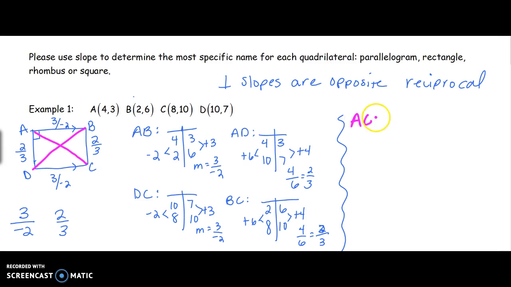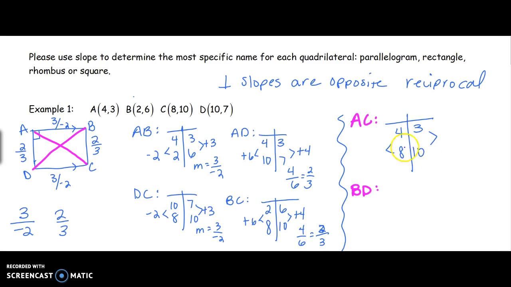So we need to find the slope of AC and BD. Now, if you remember back to yesterday, we talked about the slopes of squares and the slopes of rectangles and their diagonals. If it is a square, then they intersect to form right angles. If it is a rectangle, then it intersects to form not right angles. Okay, so let's find the slopes of these two diagonals.